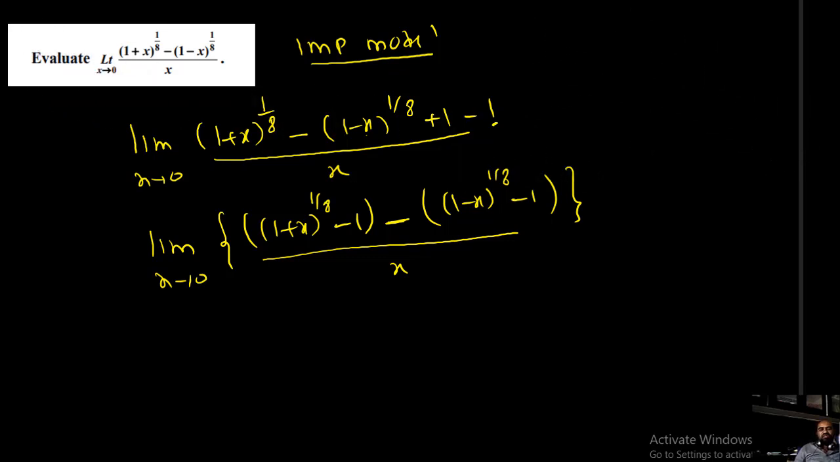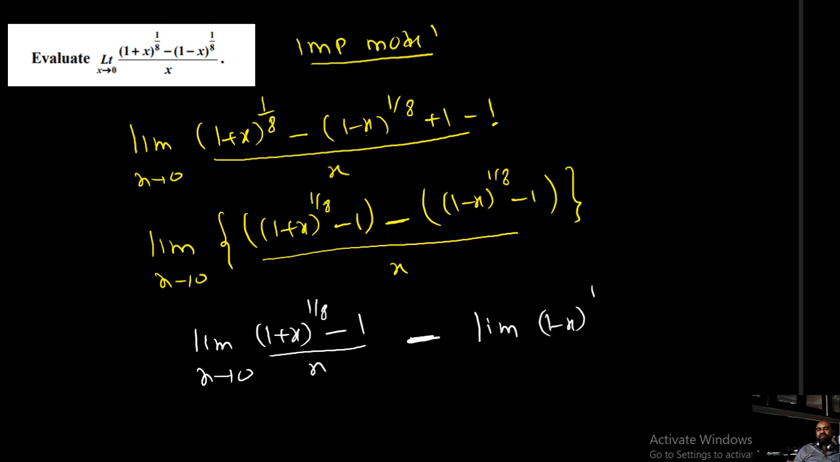Okay, so this can be written as limiting value of 1 plus x whole power 1 by 8 minus 1 by x, x is tending to 0, minus limiting value of 1 minus x whole power 1 by 8 minus 1 by x, x is tending to 0. Okay, students, now I want to take this as part 1 and I will take this as part 2. Both I will solve. After that I will subtract part 1 and part 2. Next page I will write.